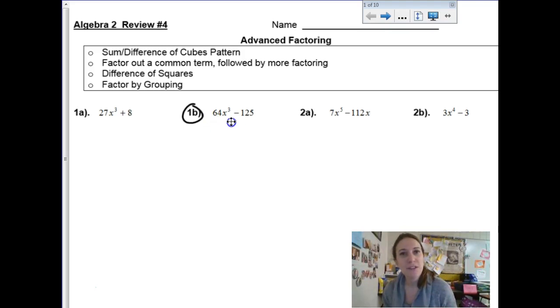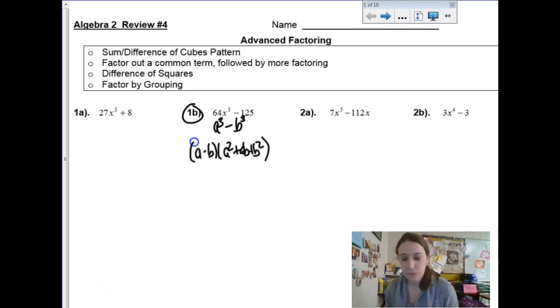Alright, so we have the difference of two cubic numbers here. Right now we have a to the third minus b to the third. So in order to use the pattern, which is a minus b times a squared plus ab plus b squared, we have to know who a and b are. So this number and this number need to be cube rooted. So remember, we're cube rooting 64x to the third, and that's going to give us 4x. And then similarly here, we're cube rooting 125, not the negative, just the 125. But we're going to get 5 for b.